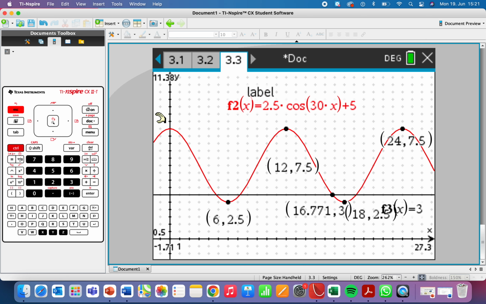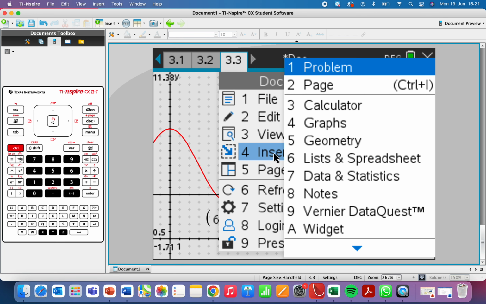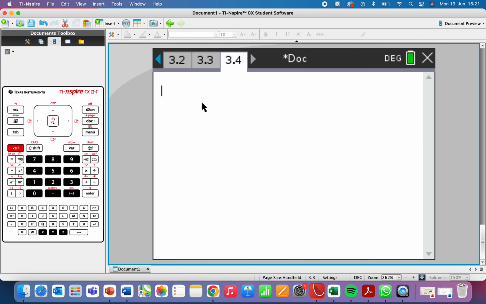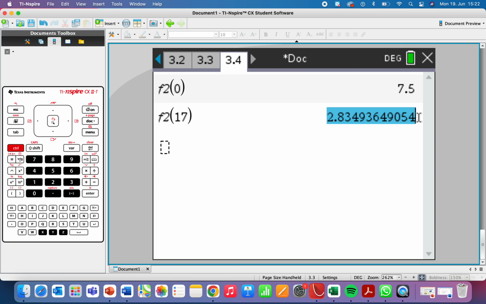Okay, other things we can do on here, this is F2, right? If I go doc, insert a calculator page, now watch this. If I put F2 of 0, this is the height of the water at 0 hours after midnight. And we can do F2 of 17, so that was 5 p.m. And look, the water depth is 2.83 meters. That's quite a nice little trick, isn't it? That we know that at 5 p.m. or 17 hours after midnight, the water depth is 2.83 meters. The boat needs 3 meters to be able to get into the harbour, so the boat cannot make it.